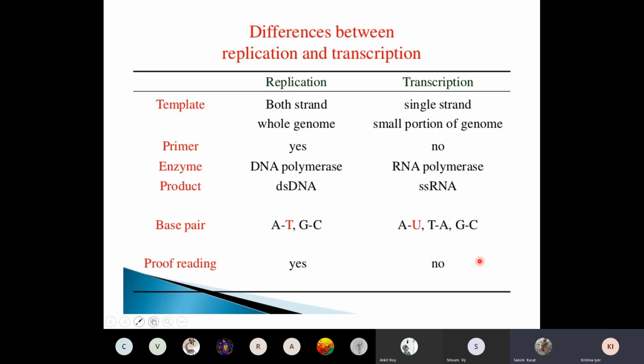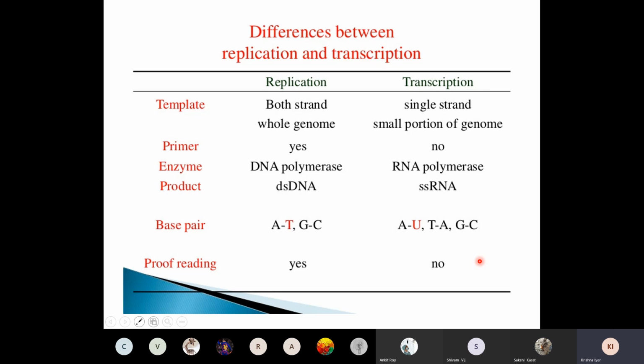So maybe errors in replication may lead to permanent changes in the DNA itself. So maybe. And continue the sentence.